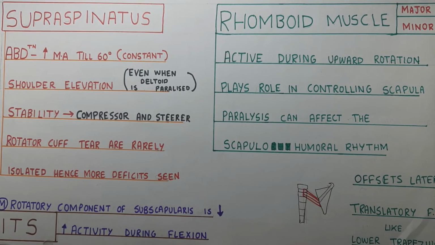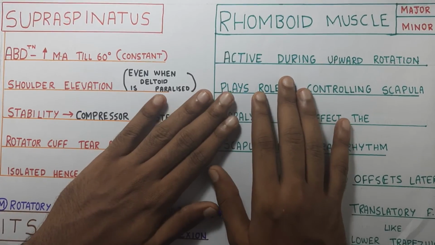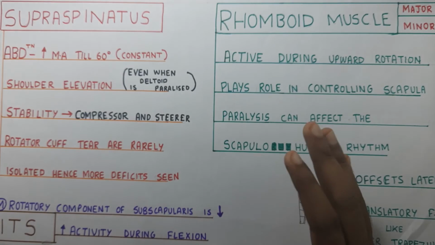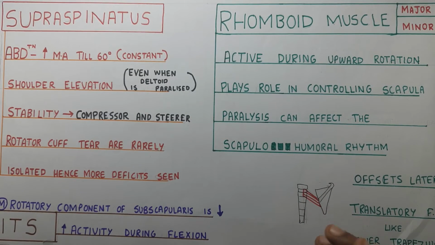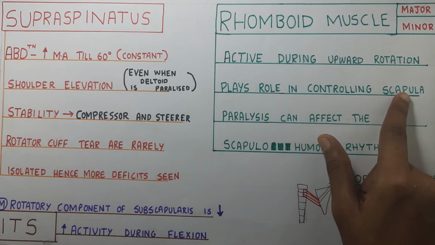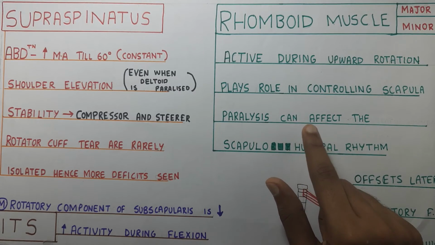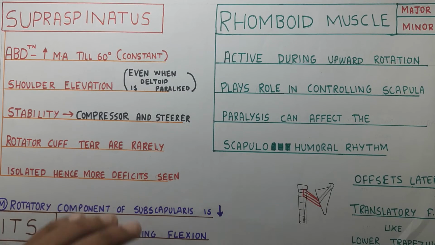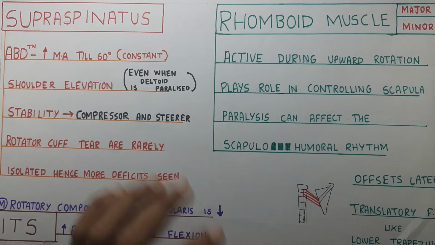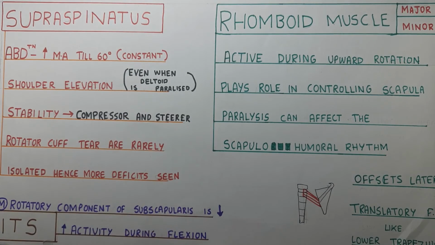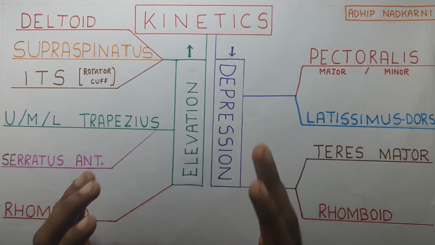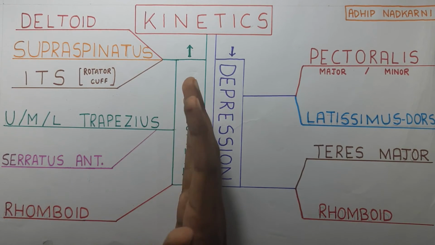In my upward rotation video, I've talked about how lower trapezius keeps the scapula stable and lets it go for upward rotation. So rhomboid has the same function to play. So it plays role in controlling the scapula, and paralysis of this rhomboid muscle can affect your scapulohumeral rhythm. So it has a very major role to play in the scapulohumeral rhythm, that is providing the stability to your scapula. If you want to know how exactly this happens, you can check out my video on upward rotation.